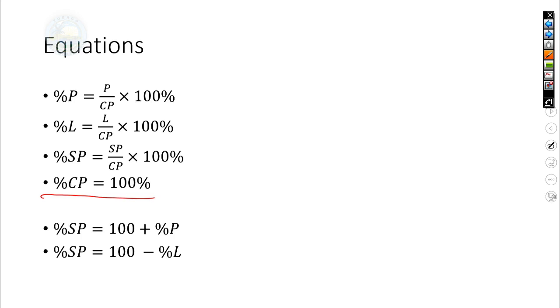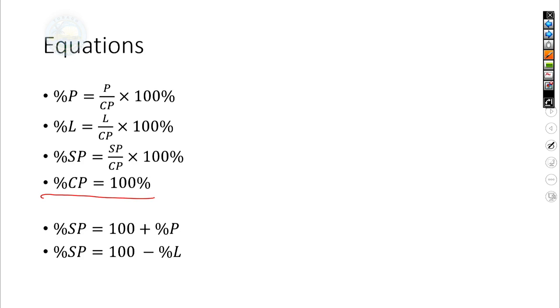If we're talking about a percentage loss, we're talking about a percentage loss in relation to the cost price. Again, loss over cost price multiplied by 100%. If we're talking about the percentage selling price, we're talking about the selling price in relation to the cost price. So it's selling price over cost price multiplied by 100%. Now again, if we know selling price is cost price plus profit, then the percentage selling price will be the percentage cost price, which is 100 always, plus the percentage profit. If it was a loss, then the percentage selling price will be 100 minus the percent loss.